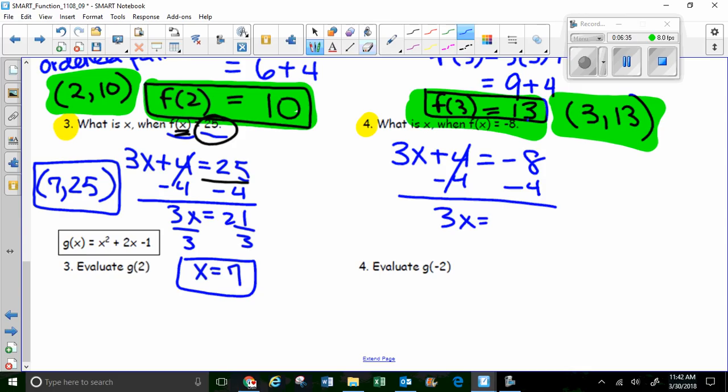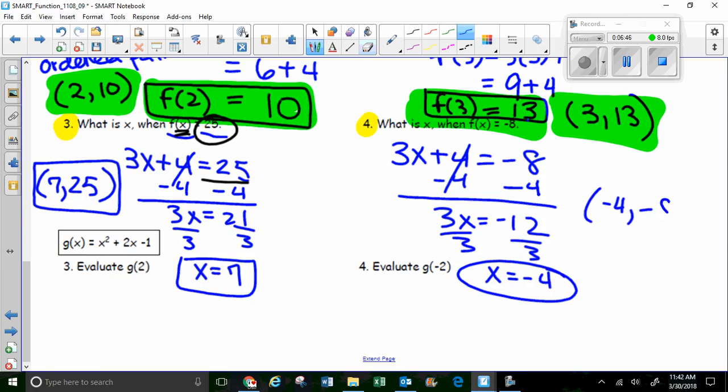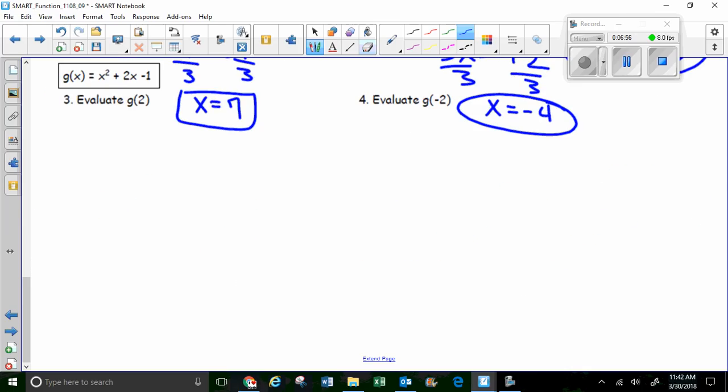3x equals -12. Divide both sides by 3, and you'll get x equals -4. As your input, they gave you the output of -8. So you can also write it as an ordered pair: (x, y) = (-4, -8). So there you go.